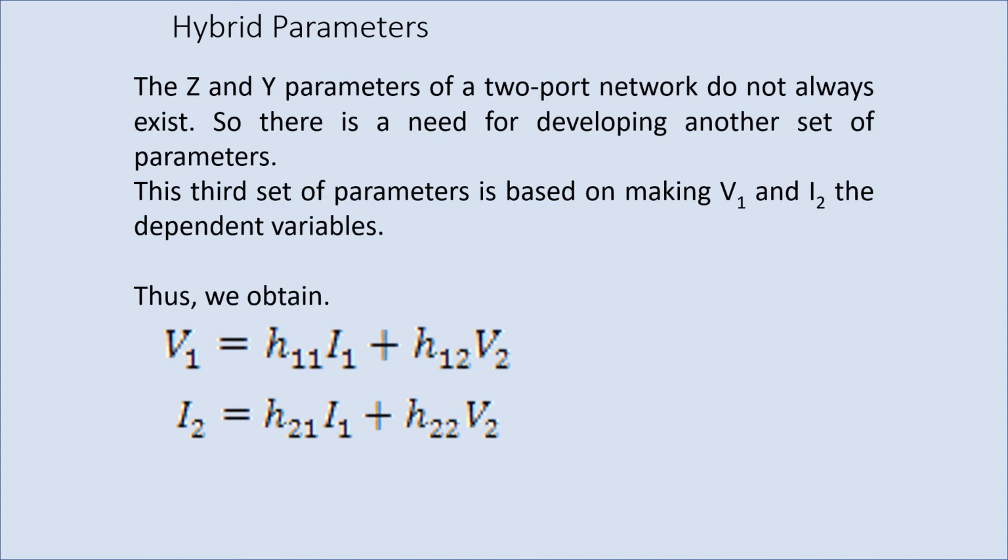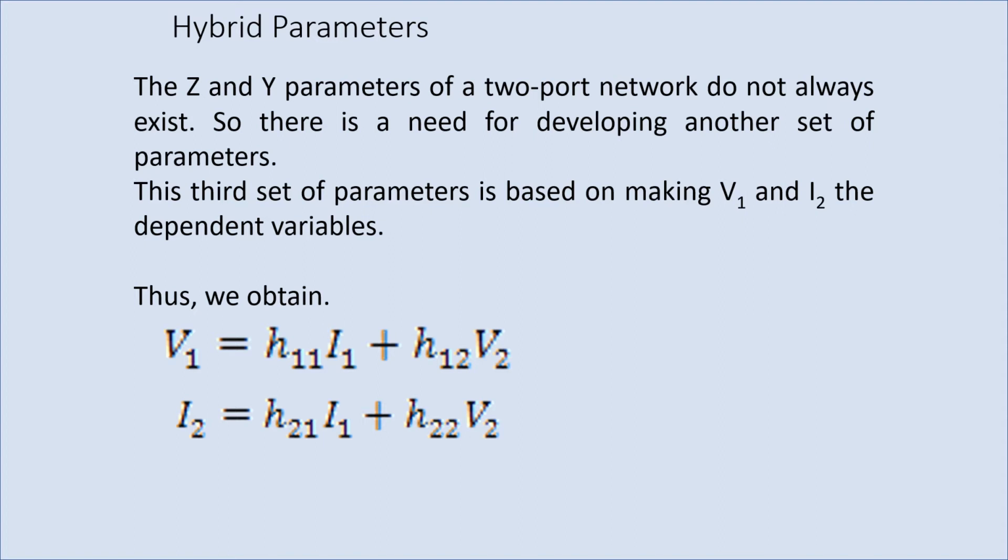So the formula of hybrid parameter is simply V1 equals H11 I1 plus H12 V2, and I2 equals H21 I1 plus H22 V2. V1 and I2 are dependent variables for hybrid parameter, and your I1 and V2 are independent variables.